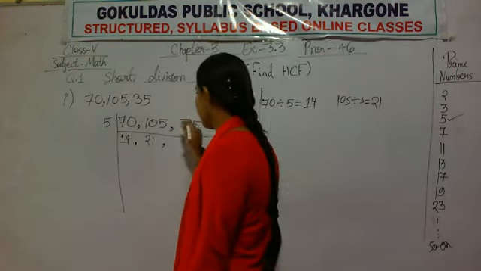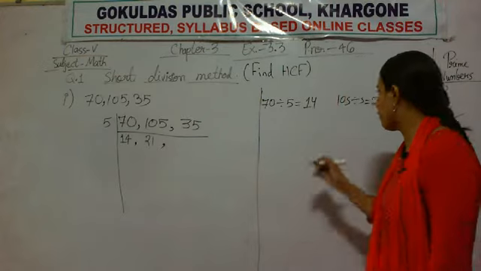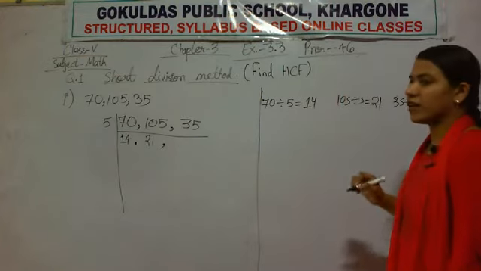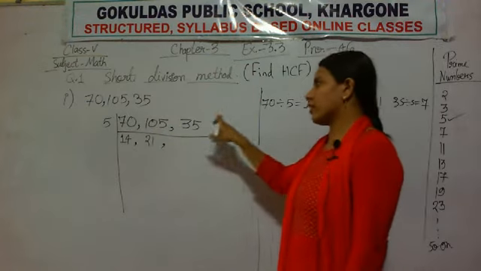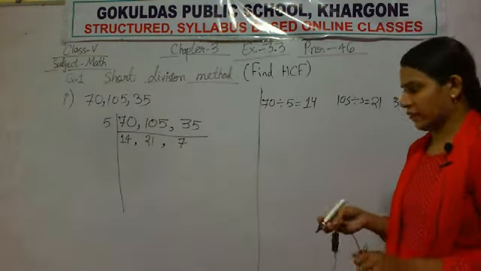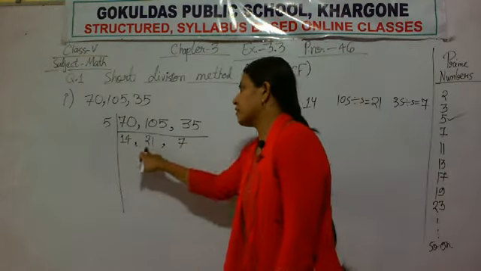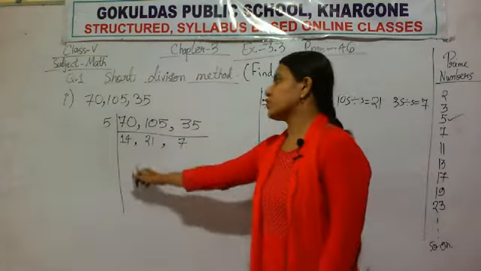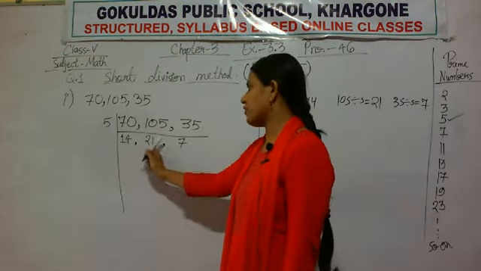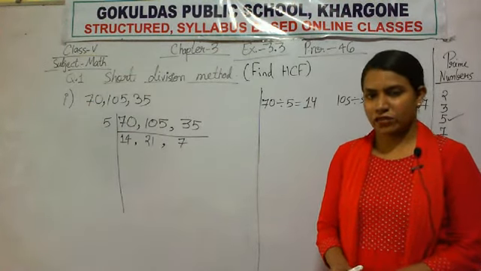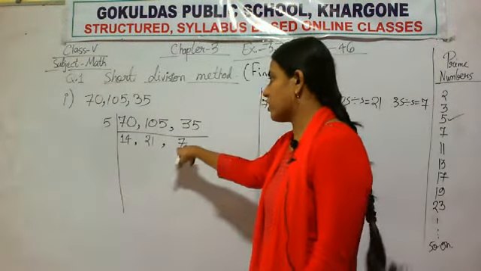Then comma. Next number is 35. So when you divide 35 by 5, 5 7s are 35. So when we divide it, the answer is 7. Now we got three new numbers, that is 14, 21 and 7. In which 14 is an even number, 21 and 7 are both odd numbers. Right? So again we cannot divide them by 2.